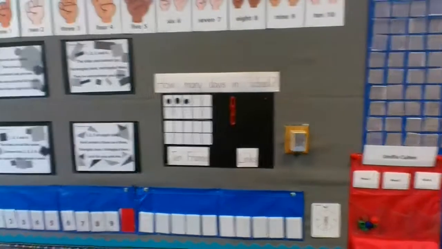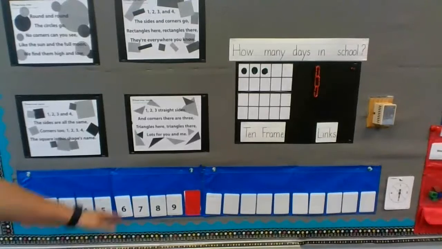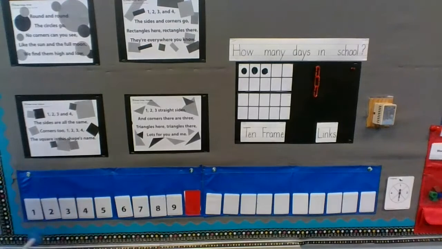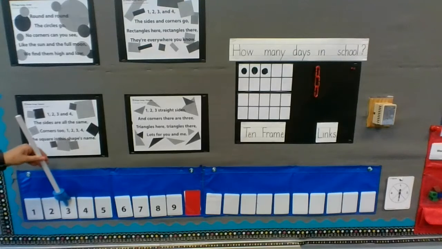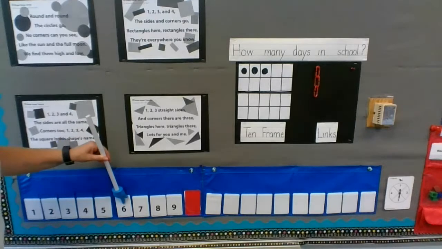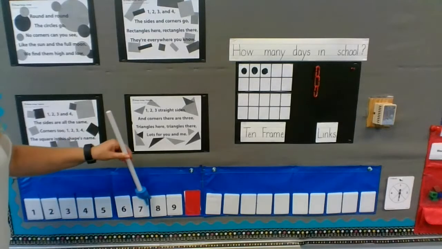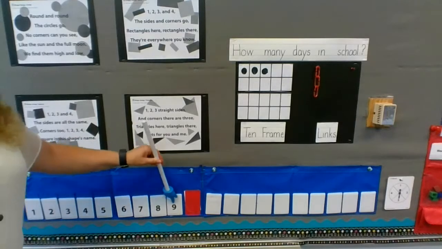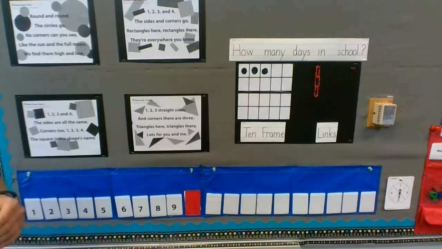The last thing that I wanted to show you this morning was our pocket chart down here that has our numbers in it. The numbers always go from 1 and up. I'm just going to point to them, and I would like you to count for me, please. Ready? 1, 2, keep counting, 3, 4, 5, 6, 7, 8, and 9.